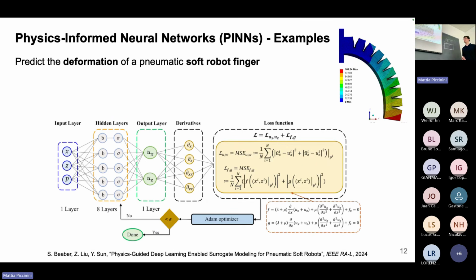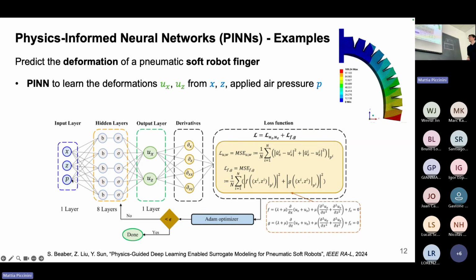So basically, what they are doing here is using a very general purpose neural network with hidden layers. They want to estimate ux, uz. These are the outputs. The inputs are the point on the domain, so the x coordinate, the z coordinate, so where you are inside the domain, and also the pressure. P is an additional input, the applied air pressure.